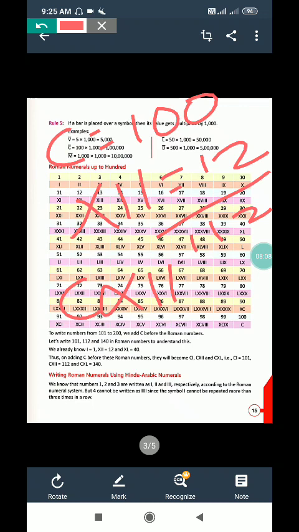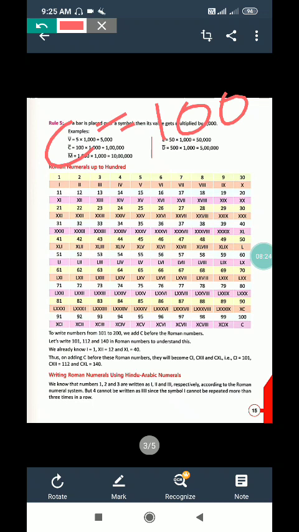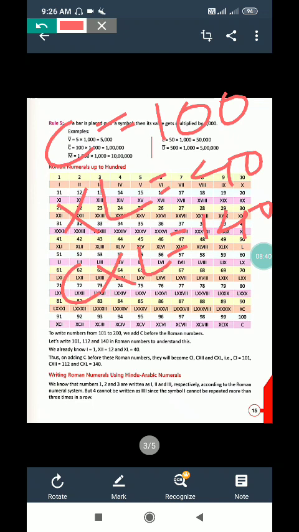Now we will write 140. So what will we do? As we know, the value of C is equal to 100, and how will we write 40? L, and we will put X before it, which is equal to 40. So CXL is equal to 140. So we have come to know that CXL is equal to 140.